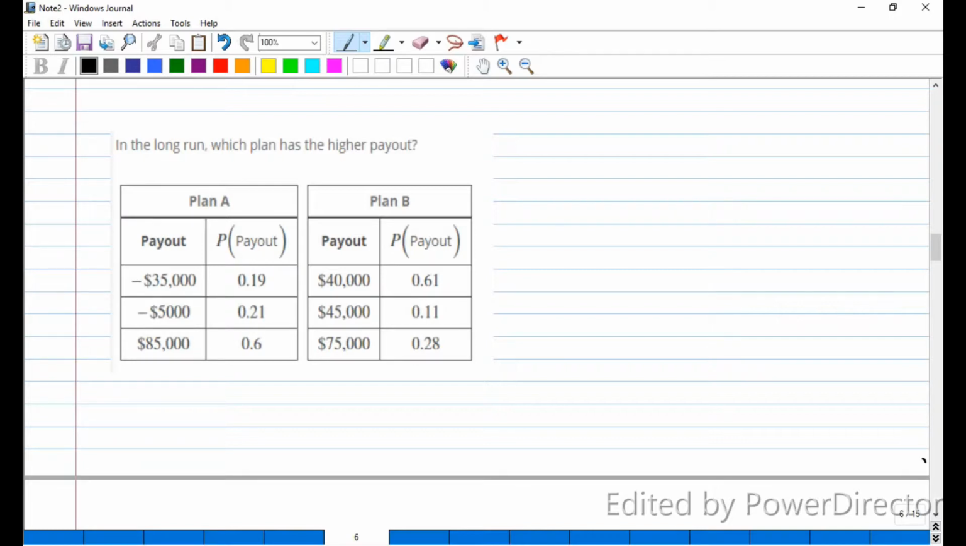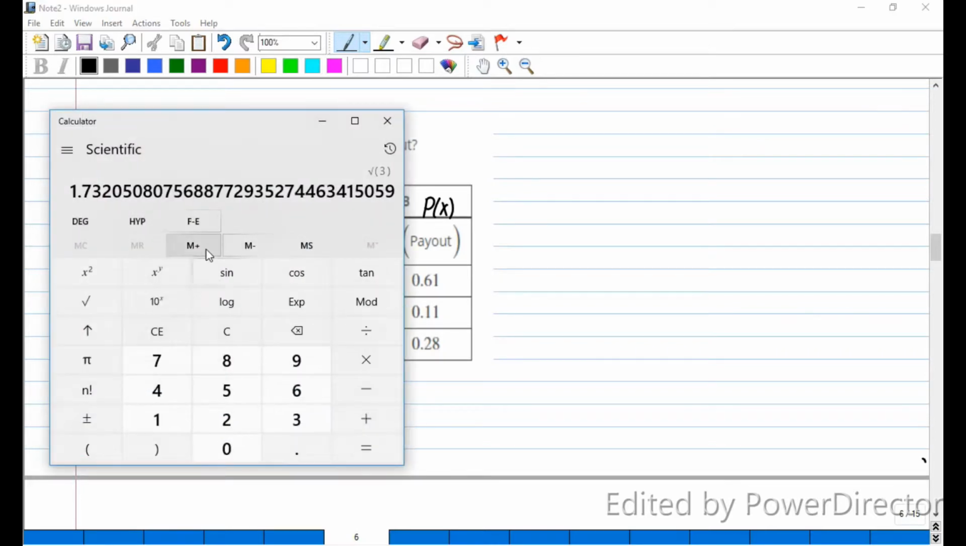So we have the probabilities of getting each payout, and then we have how much the payout is. So if I want to figure out the expected value, this is the probability here. This is like your x value, your random variable. Okay? So this is x, this is p of x. This is x, this is p of x. So I want to know which one has the higher payout. That's going to be the one with the higher expected value. So I need to figure out x times p of x.